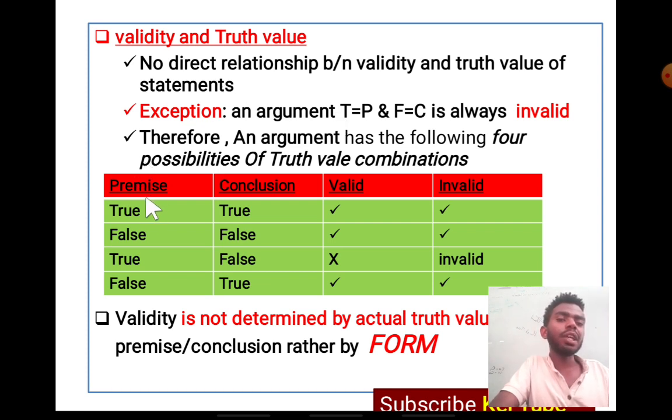For example, our premises can be true and the conclusion true, and it can be valid or invalid. We depend on the form, not on what is true or false. If a false conclusion comes from a false premise, it can be valid or invalid. More of the time what matters is not false and false but the form, the relationship between them. True premise, false conclusion: we know that it is always invalid.